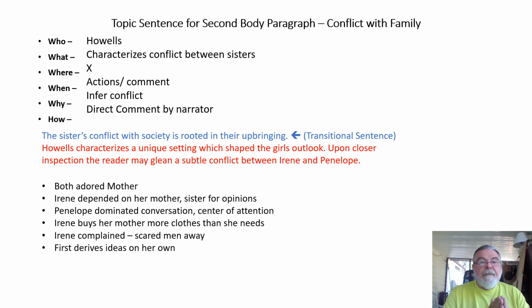So what are my examples? Both adored the mother. Irene depended on her mother and sister for opinions. Penelope dominated a conversation, was the center of attention. Irene buys her mother more clothes than she needs. Irene complains and scared away men. And she first derives her own ideas, which they said were wrong. Okay, now I have my two topic sentences. I have my examples. I can't use them all, so I have to decide what I'm going to do. That's next.